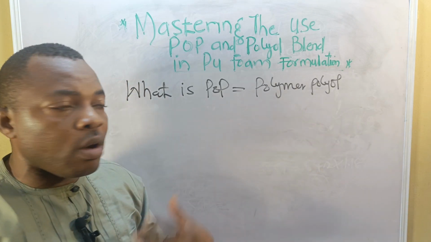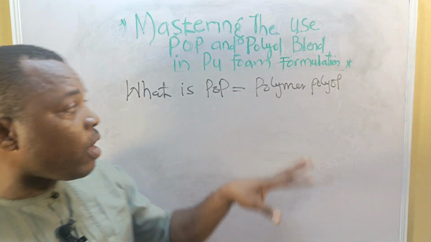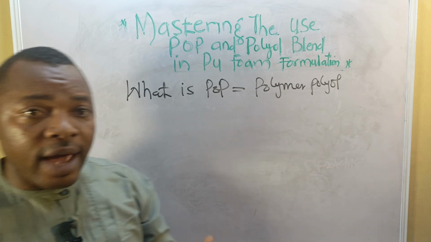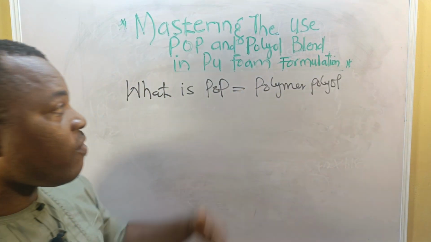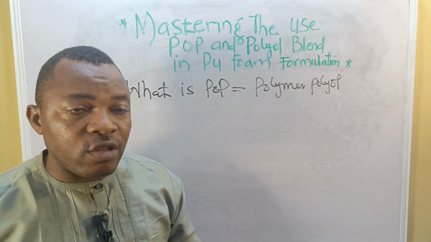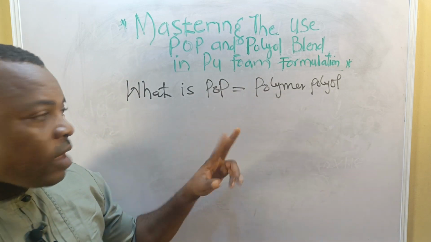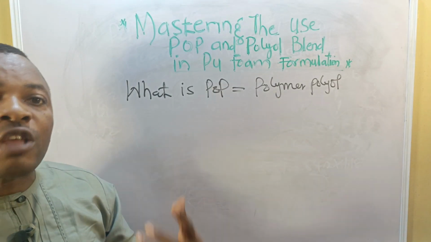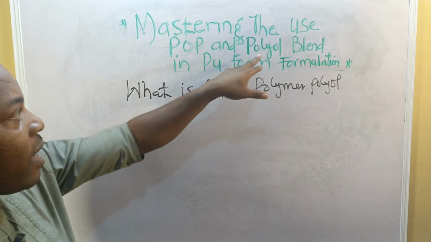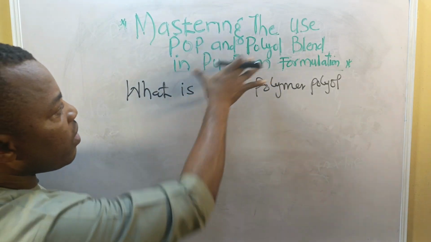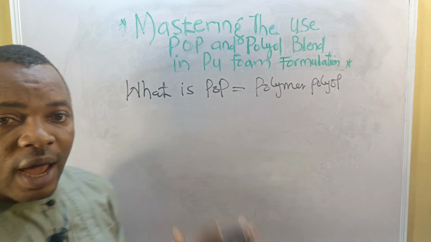For example, one of my viewers sent me a question that he was using the tool and blending, yet the foam was still soft. I said, okay, can you let me see the formulation? When the formulation was sent to me, I discovered several things in that formulation were wrong. The purpose of this lesson is for you, my viewers, to understand what POP is, the difference between the two polyols, and how they are used, so as to guide some of you that are using them.